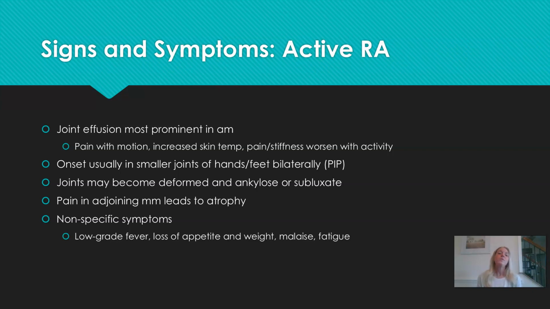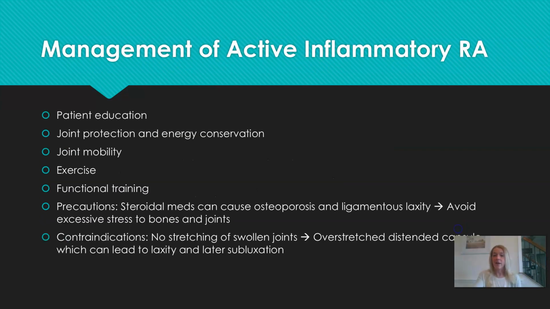We do tend to see a symmetrical onset in the smaller joints of the hands and feet, whereas with osteoarthritis, we tend to hit some of the weight-bearing joints first. So this, again, is not typical of osteoarthritis, to see the hands and the feet being affected. The joints can become deformed and ankylose, fuse, or sublux, dislocate. Pain will lead to some muscle atrophy in the surrounding musculature. And again, like I said, there can be some non-specific, more systemic symptoms such as a low-grade fever, loss of appetite, malaise, fatigue, that you'll see, especially during a flare-up.